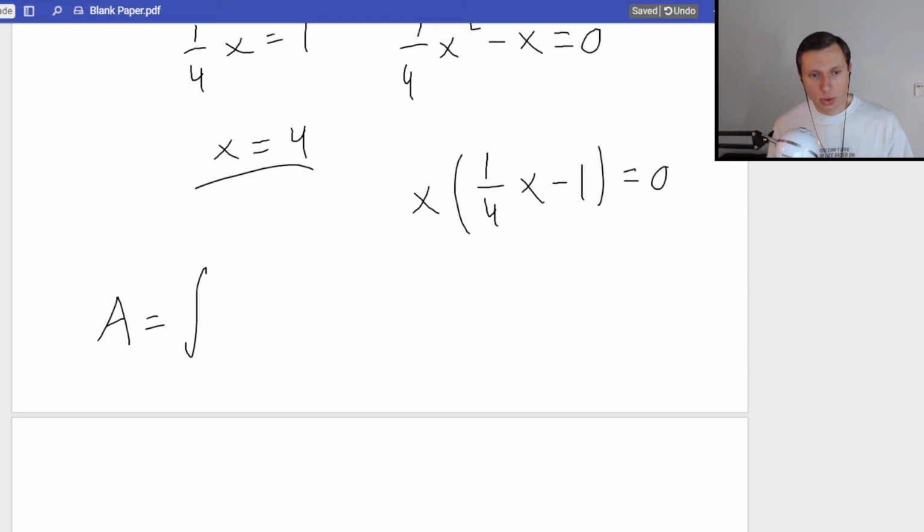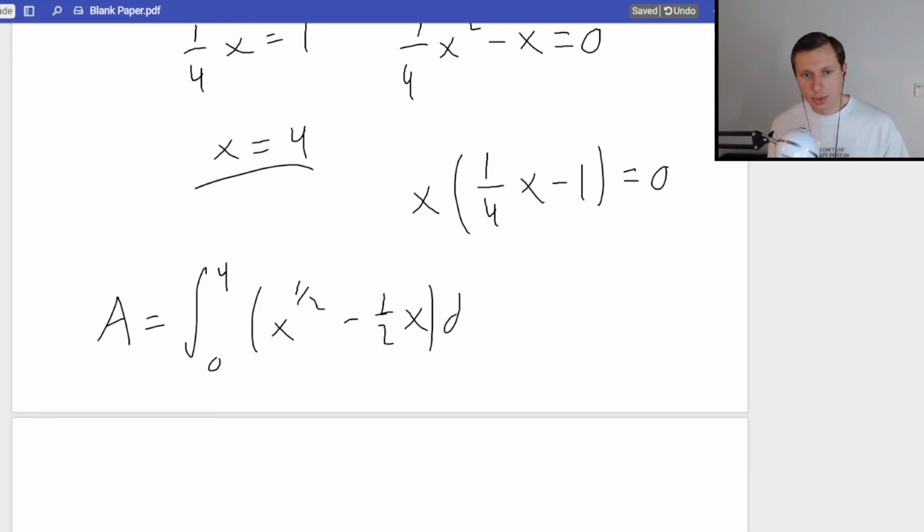So we're finding the integral from 0 to 4. Those are our x points that we found by setting the functions equal to each other. The top function is, again, square root of x. I'm going to save myself a step and write x to the 1/2 power, minus the bottom function, which is 1/2 x. Close parenthesis, dx. There we go. Any questions so far?